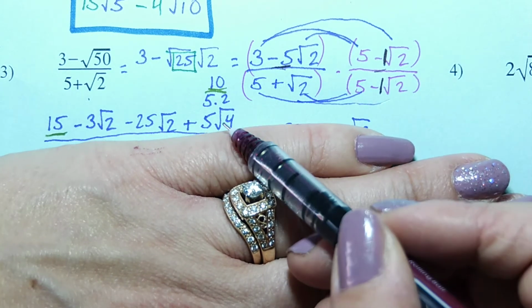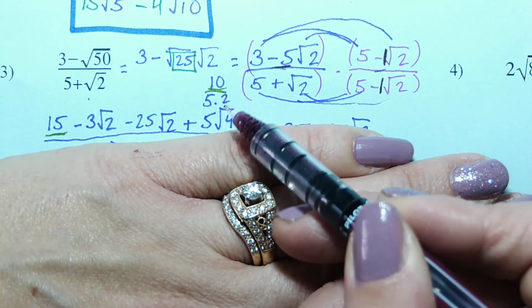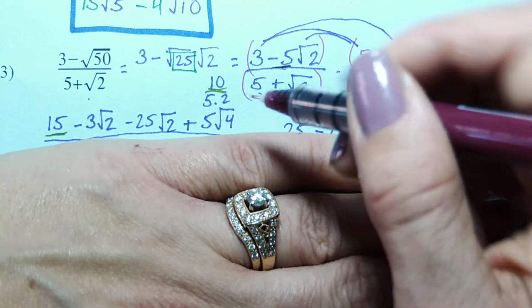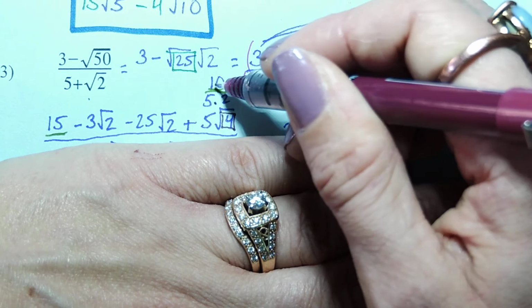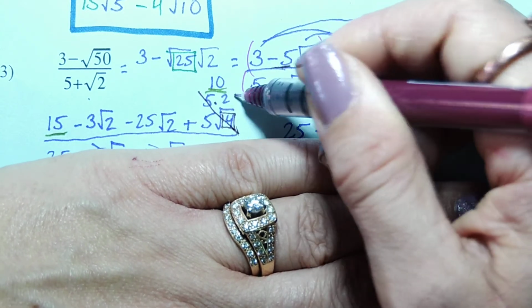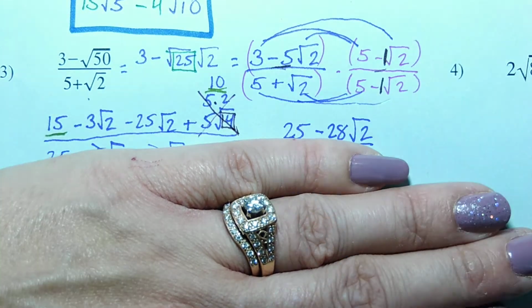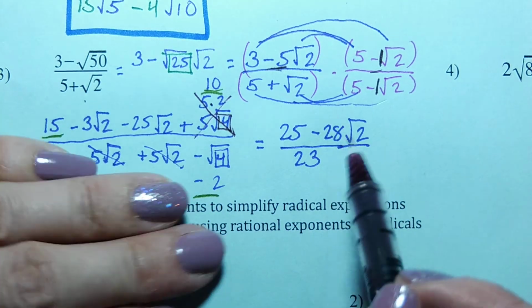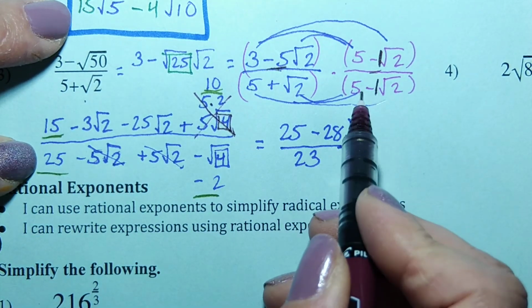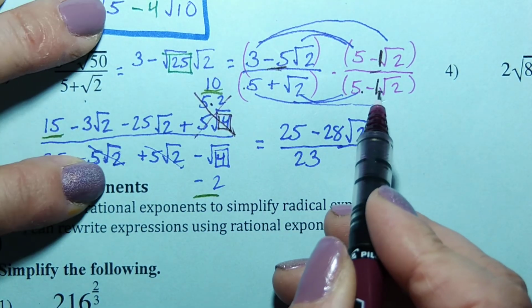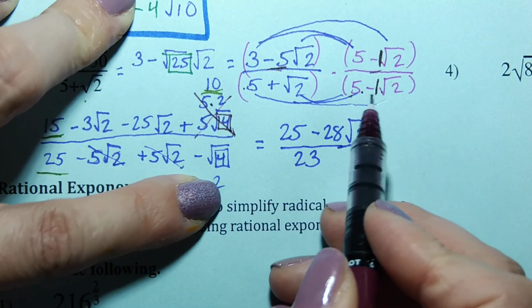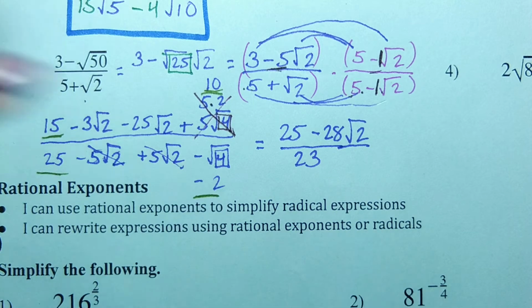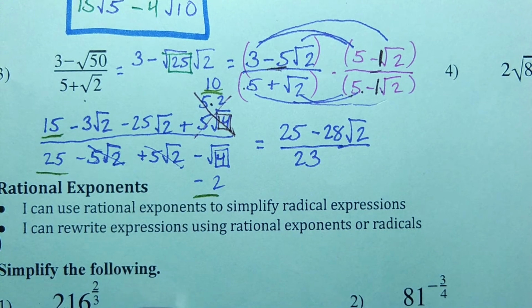Now, I did the simplifying work above this. 5 times the square root of 4. 4 is a perfect square, so it's 2. 5 times 2 gives me 10, so that's what I end up getting for this part. On the bottom, when we FOIL, 25, -5 rad 2, 5 rad 2, and rad 2 times negative rad 2 is negative rad 4, which simplifies to be -2.